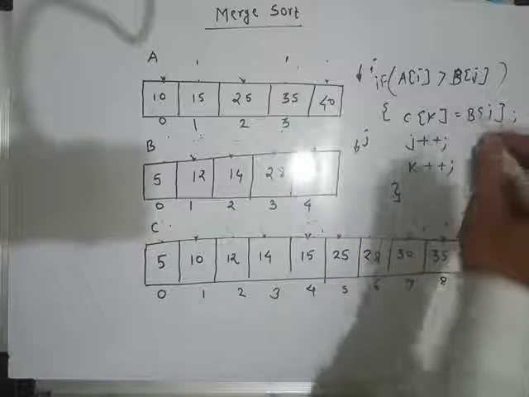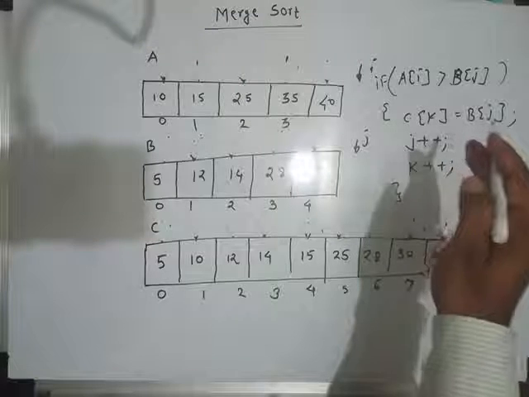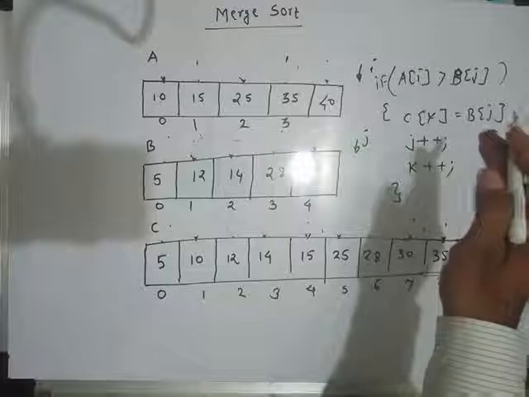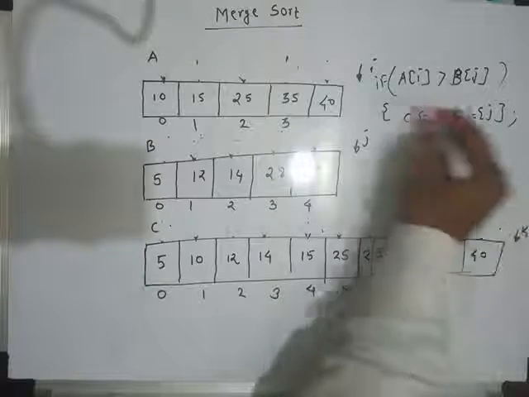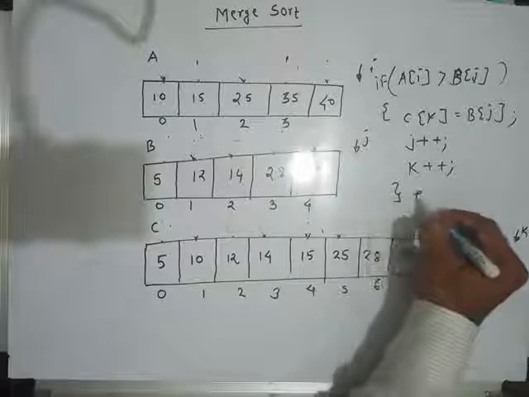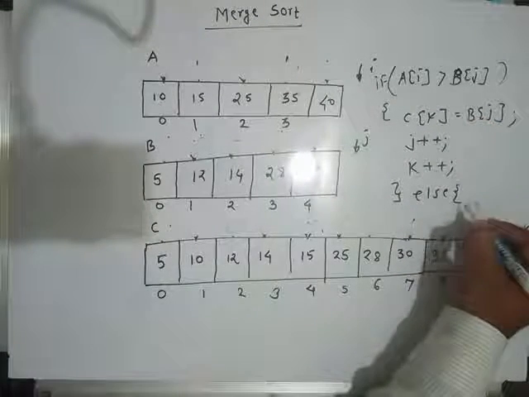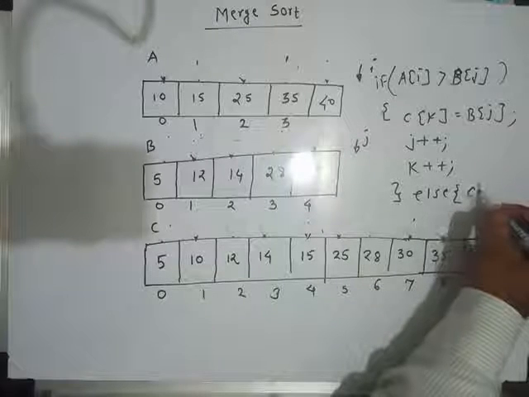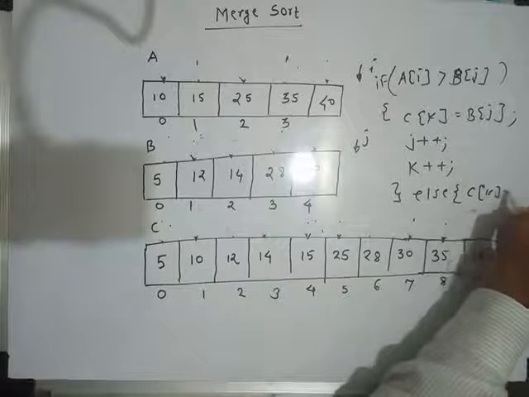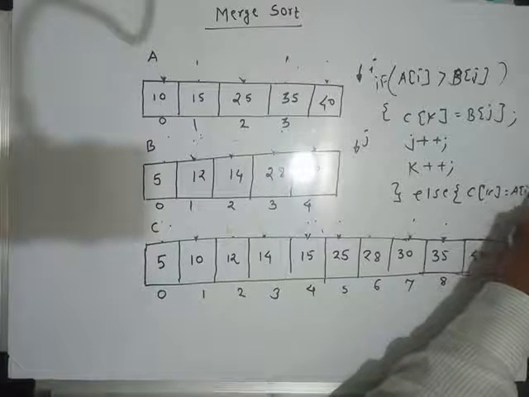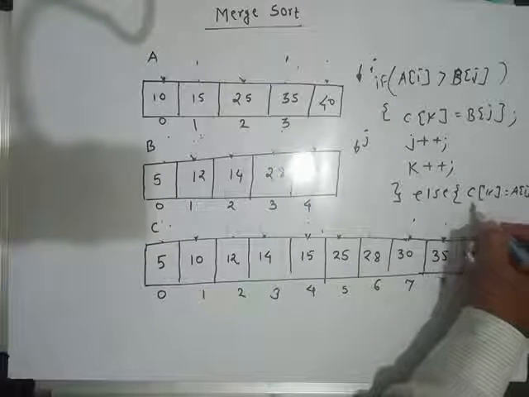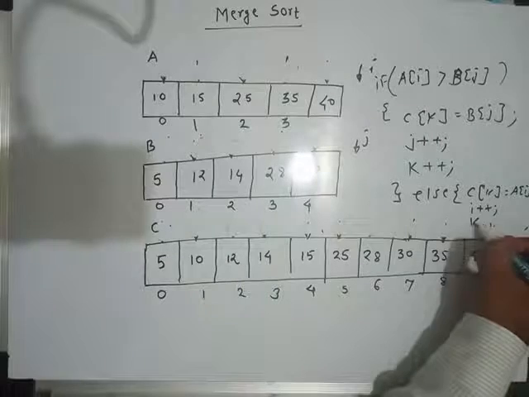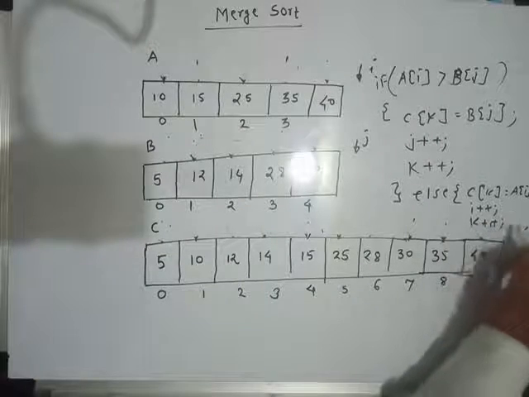So this procedure will go on till we exhaust either array A or B, right? If this is not true, we'll copy from array A like this, C of K is equal to A of I, and as we are copying from array A, we'll increment I plus plus and also K plus plus, right?